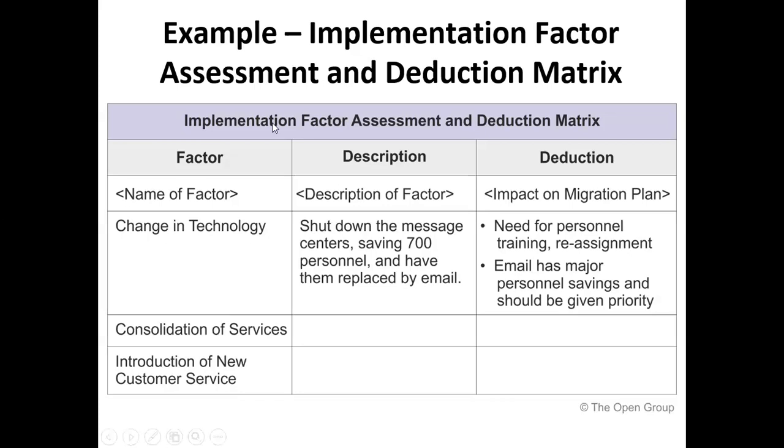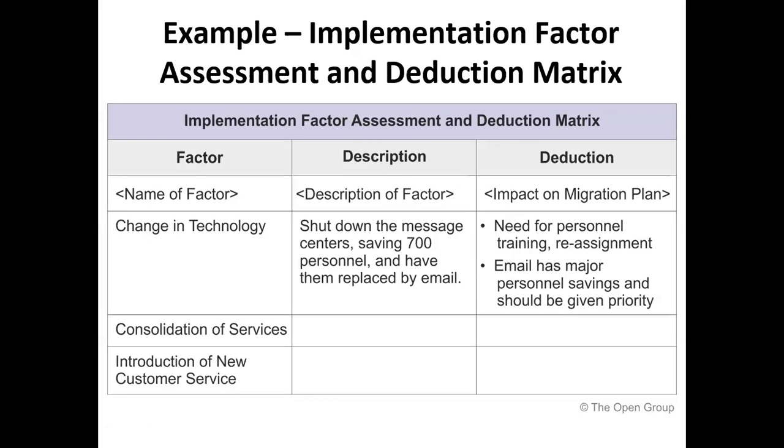So now the third column, deduction. Deduction basically is the impact because of the change. You have to train people, reassign them, etc. What is the upskilling required because of the change?